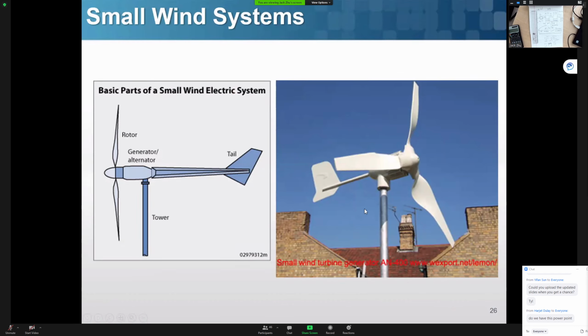This is a smaller wind turbine. You can see this is not a very tall wind turbine, and those blades don't have pitch control, so they're just fixed there. This one is also not installed very tall. You can see the building down there. It's not taller than the building, so it's probably not going to be very efficient.